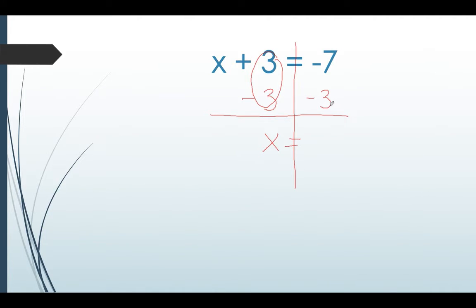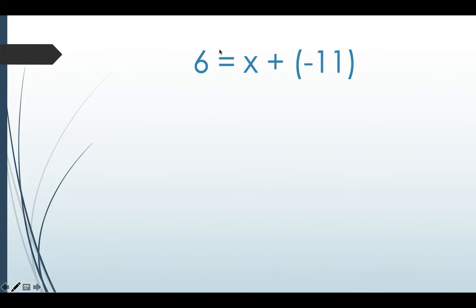Now, Miss Keelan and I have been talking to you guys all year about direction arrows, and they're still really, really important. I have a negative 7. Negatives move to the left. I'm subtracting 3. Subtracting moves to the left. When my arrows and my signs are the same, I'm going to add and keep the sign. 7 plus 3 is 10, and I'm going to keep the sign, which is a negative. So I get x equals negative 10. So again, if you need to, you can substitute it back in to see if the answer works.